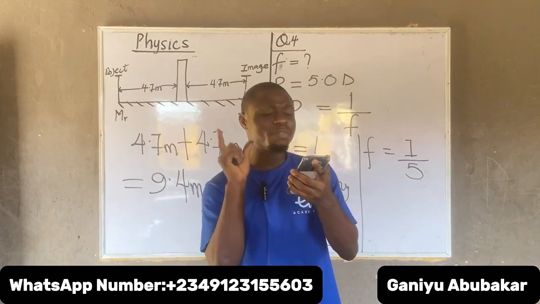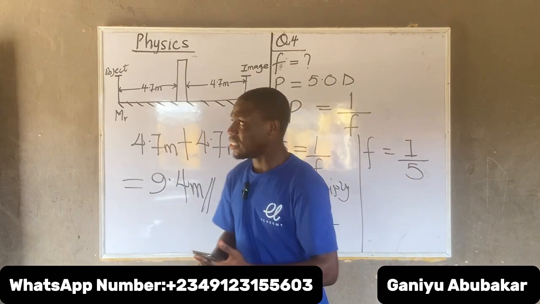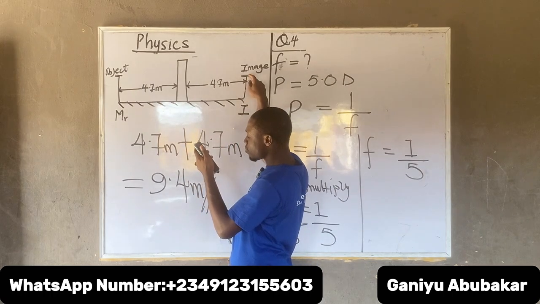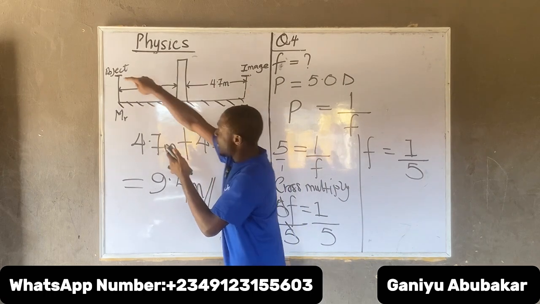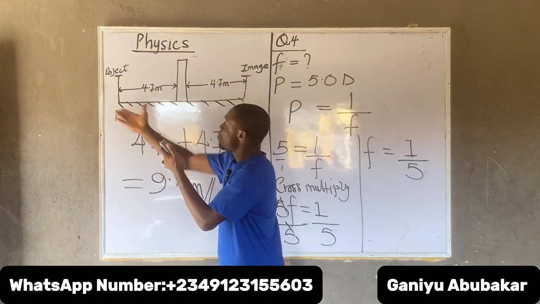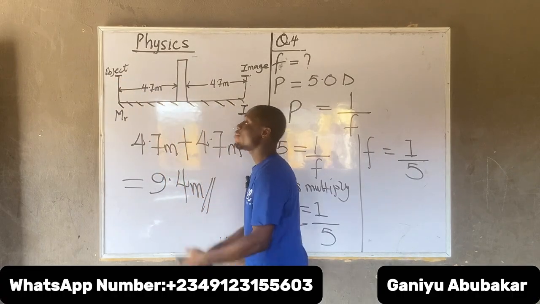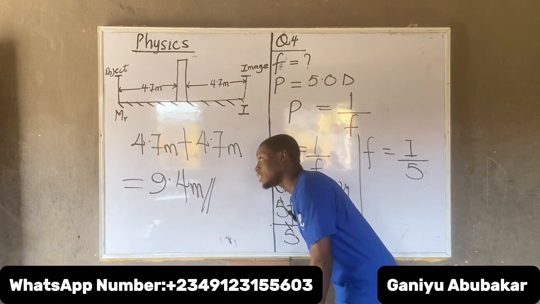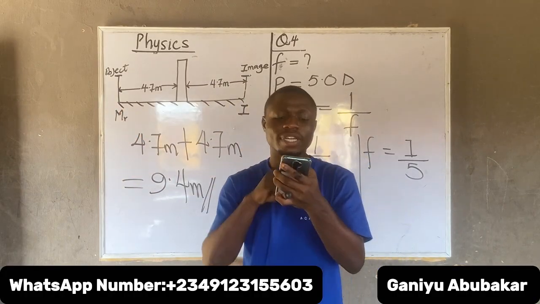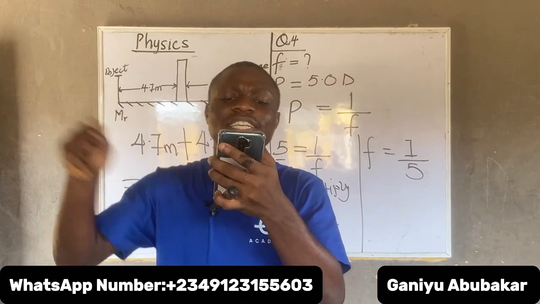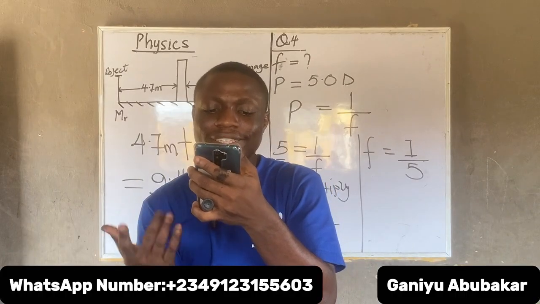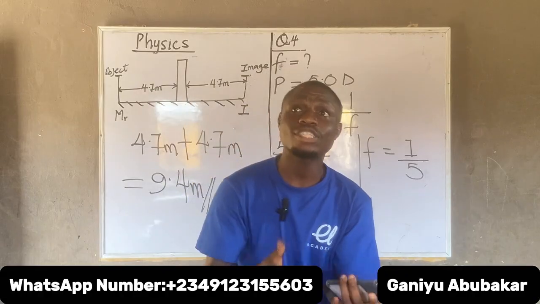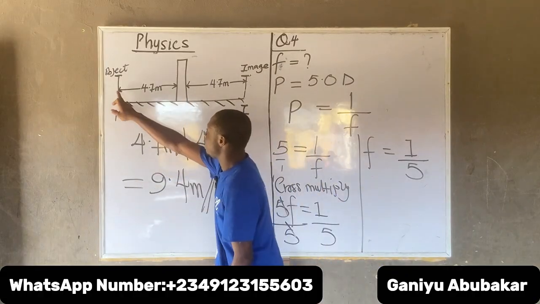It says the distance between the image and the object in a plane mirror is 40 cm. So it says from here to here is 40 cm. No problem. Moving on, it now says if the distance of the object is reduced by 9.2 cm, the distance of the object, that is from here.